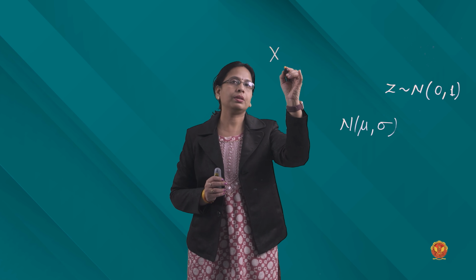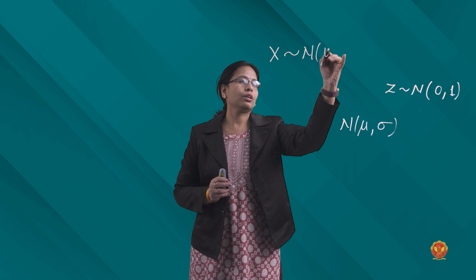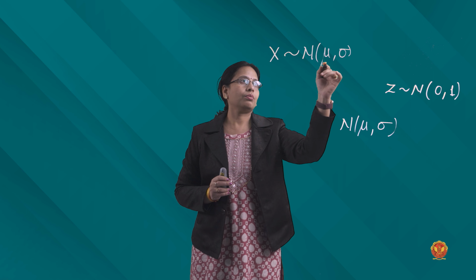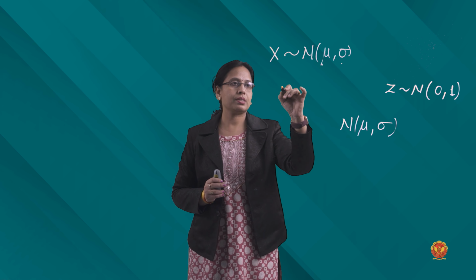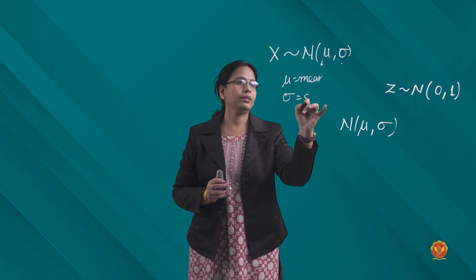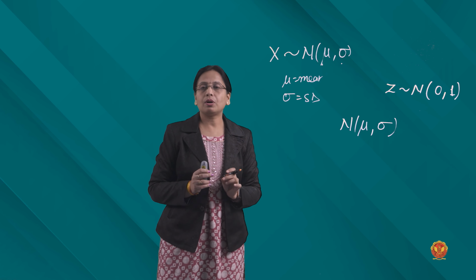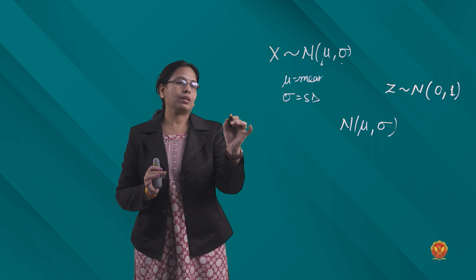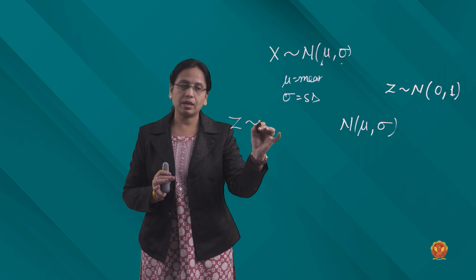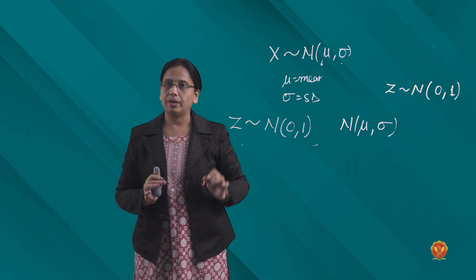We have talked about any continuous random variable which is normally distributed. So we write it like this, which is normally distributed with the mean and the standard deviation. This represents the mean and this represents the standard deviation. The standard normal distribution, we talked about, is the case where the mean is 0 and the standard deviation is 1.